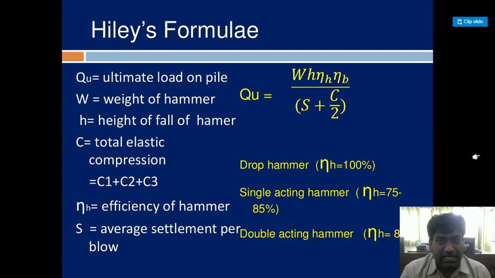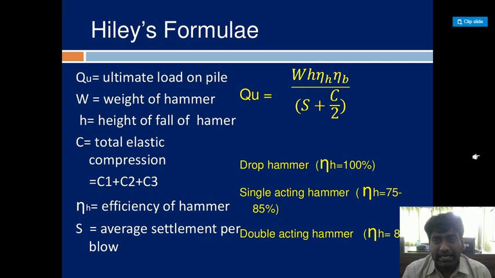Hiley's formula: Q is equal to WH into eta H eta B upon S plus C by 2, where Q is equal to ultimate load on the pile, W is equal to weight of hammer, H is equal to height of fall of a hammer, C is equal to total elastic compression, which is equal to C1 plus C2 plus C3, eta is equal to efficiency of hammer, and S is equal to average settlement per blow. Drop hammer: eta H is equal to 100%, single acting hammer eta H is equal to 75 to 85%, double acting hammer eta H is equal to 85%.